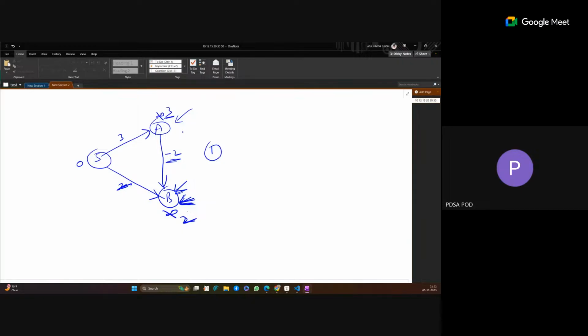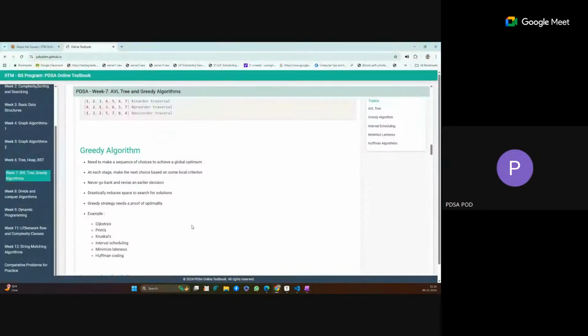Here we are getting the optimal solution of 1 on B if we come from S to A and then A to B. But we cannot update, because Dijkstra's algorithm does not allow this. This is the reason Dijkstra's algorithm does not work on negative weights, because of this greedy rule property. It drastically reduces the space to search for the solution. A greedy strategy needs a proof of optimality.